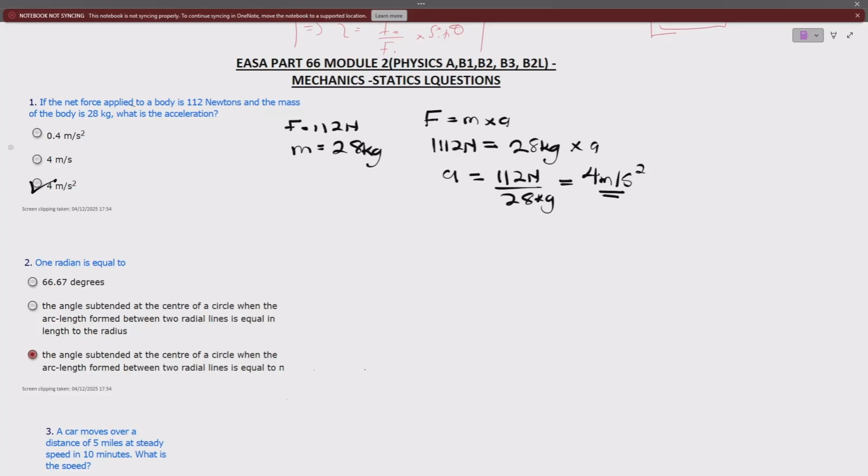Let's get straight into number 2. 1 radian is equal to... with this type of question, sometimes it gives you the value of the radian. 1 radian equals approximately 57 degrees, but there is no 57 degrees there. It gives you the definition of a radian, which is the angle subtended at the center of the circle when the arc length formed between 2 radial lines is equal in length to the radius. That is the right answer.